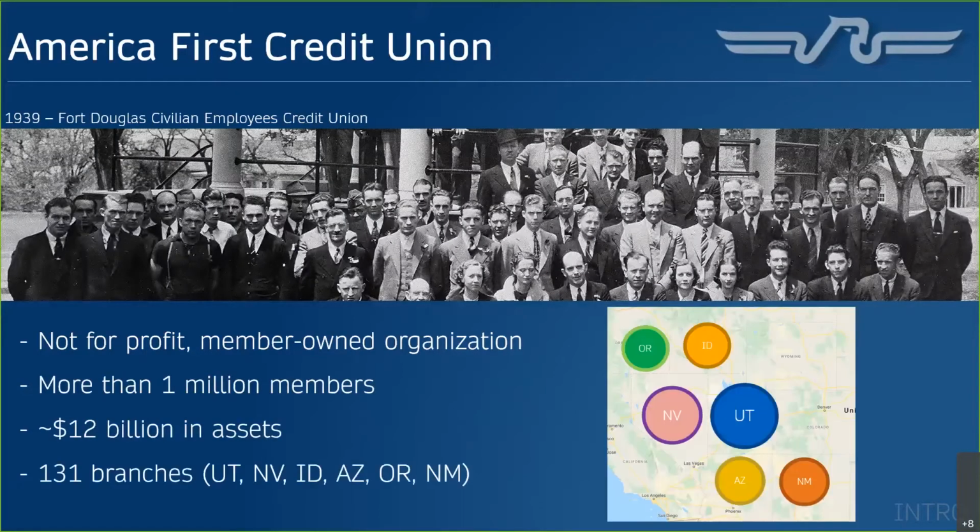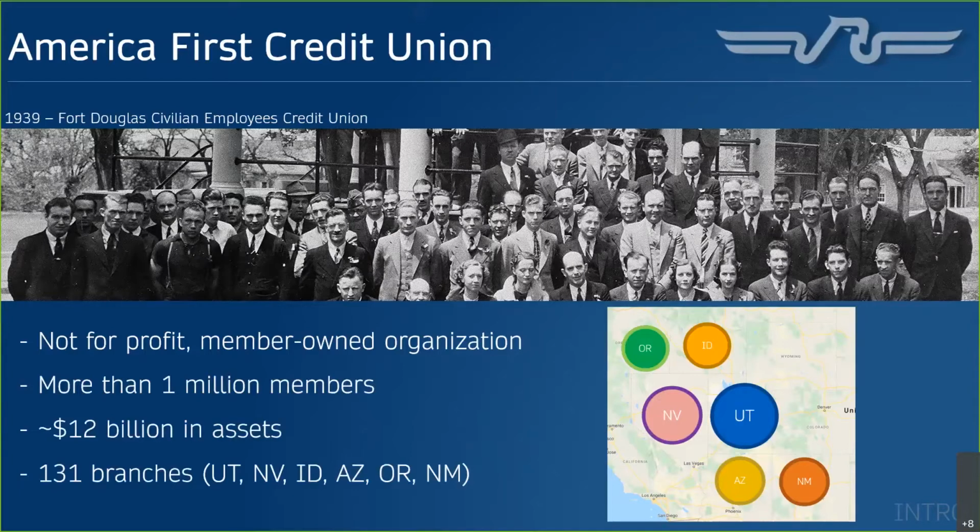We have 131 branches across Utah, Nevada, Oregon, Idaho, Arizona, and New Mexico. Oregon, Idaho, Arizona, and New Mexico are kind of newer markets for us. With credit unions, you can't just set up and build wherever you like. The NCUA, the National Credit Union Administration, regulates where you can operate your business.